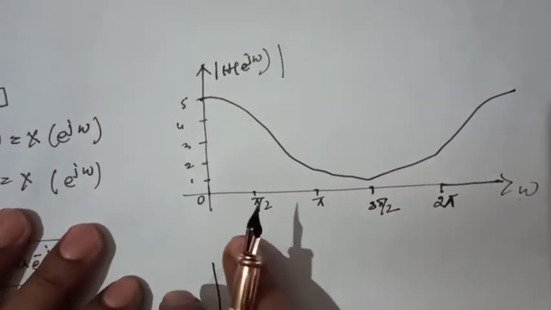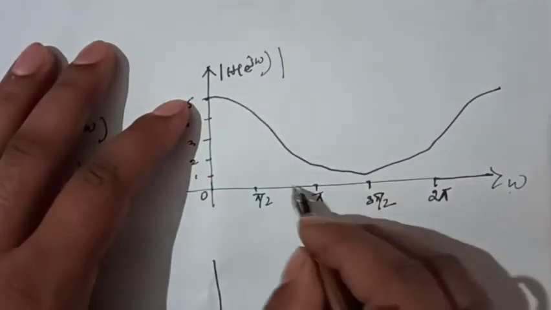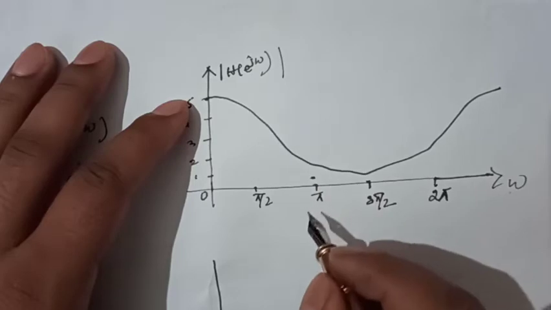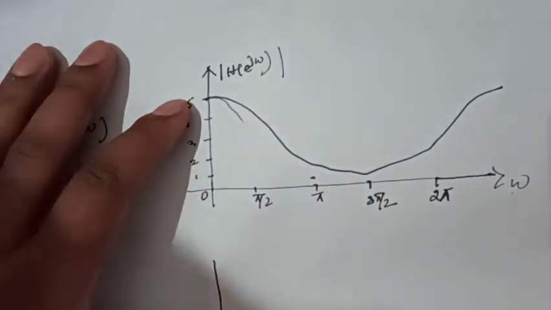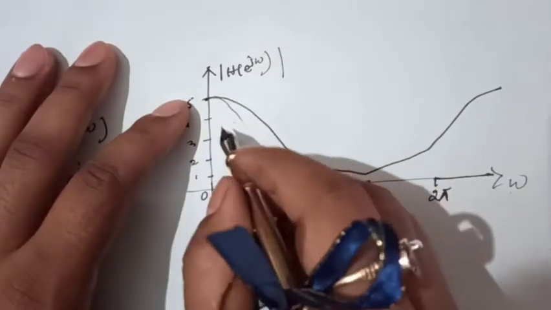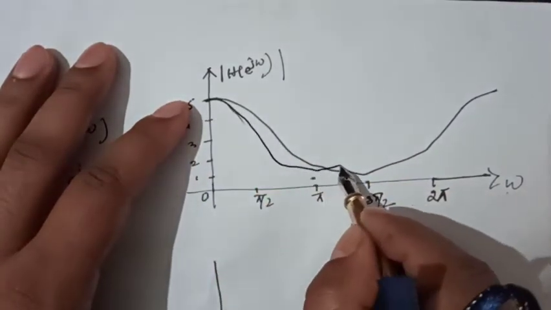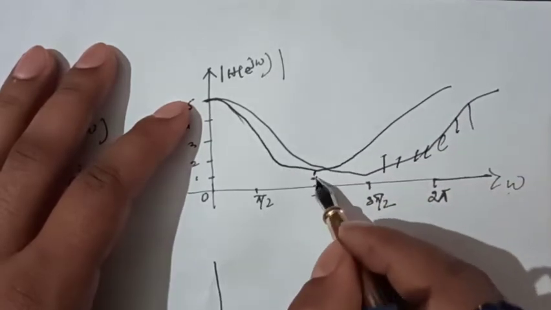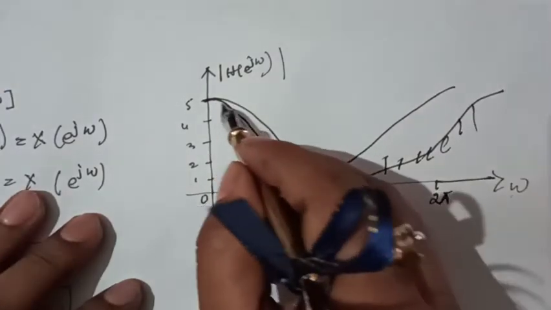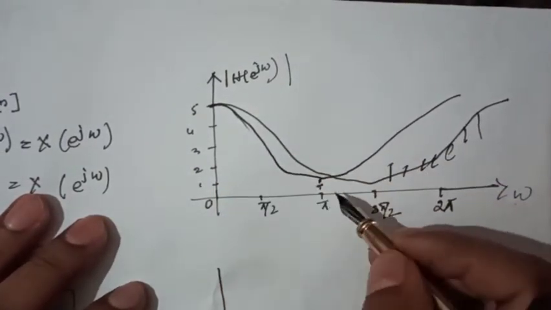As you see, this part will be somewhere here, because this is pi only, so it will be like this way. Okay, this is your pi. So from this and this part, if you see, both are same only, because it is even symmetric.